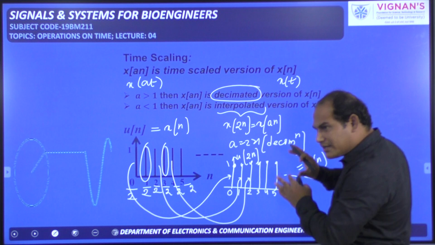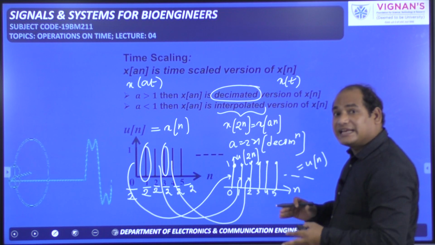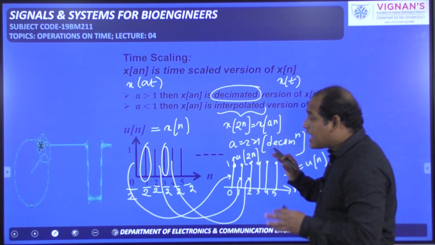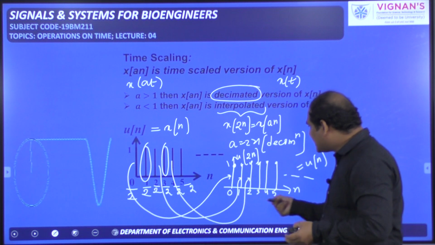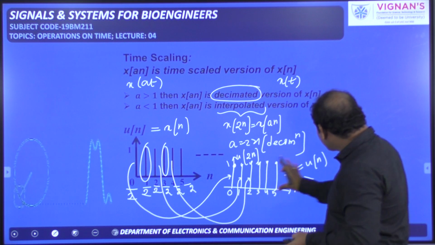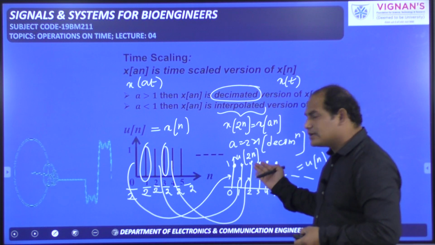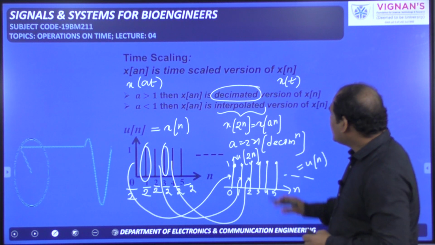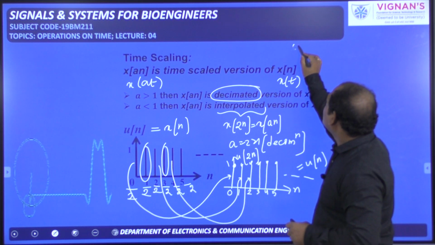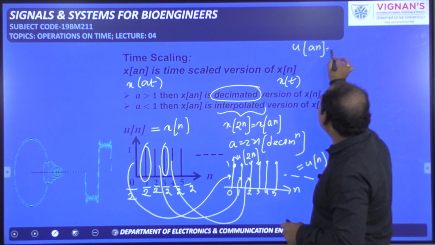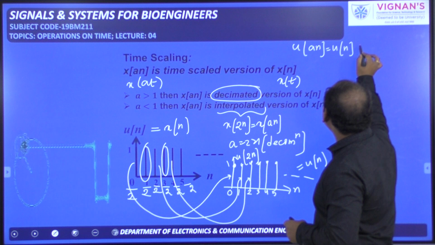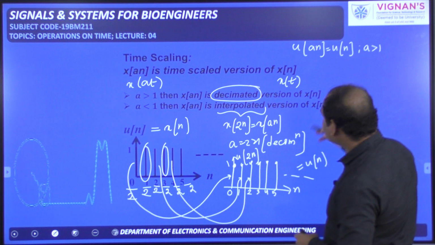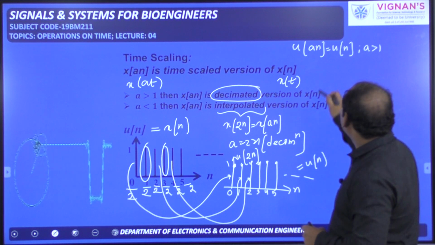So we have understood how to do the decimation process where a is greater than 1. The operation is over. After doing the operation, if you see the resultant signal, that is u of 2n, that is again equal to u of n only. You take u of 3n, perform it yourself, you will get again u of n only. That means what is the conclusion here? u of an is equal to u of n when a is greater than 1. This is the conclusion.